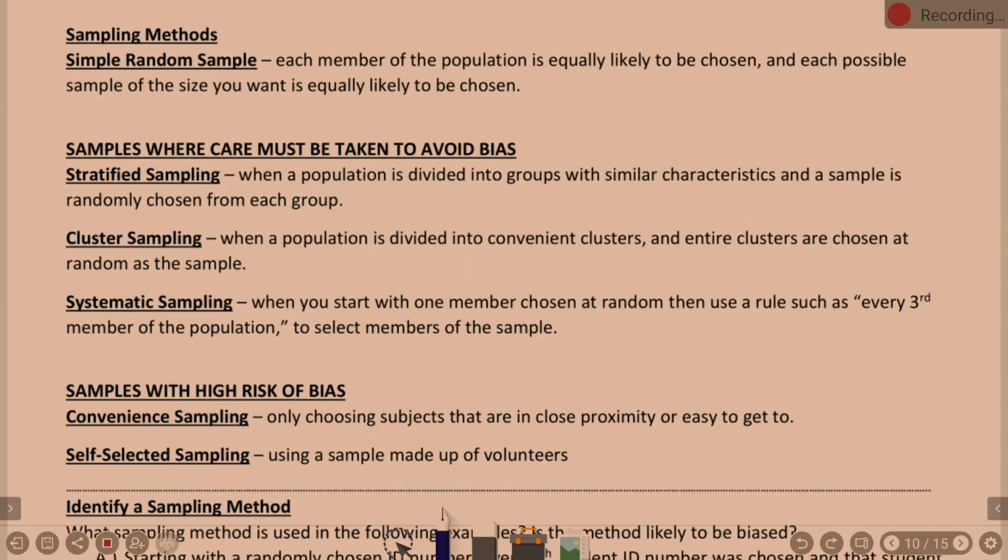Now, we'll probably do our examples when we come back to notes, but we're going to talk about some sampling methods that are good and help prevent bias, as opposed to some that encourage bias. So, we have a simple random sample. Each member of the population is equally likely to be chosen, and each possible sample of the size you want is equally likely to be chosen.